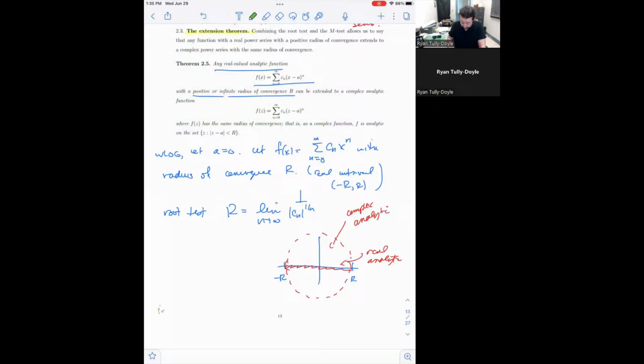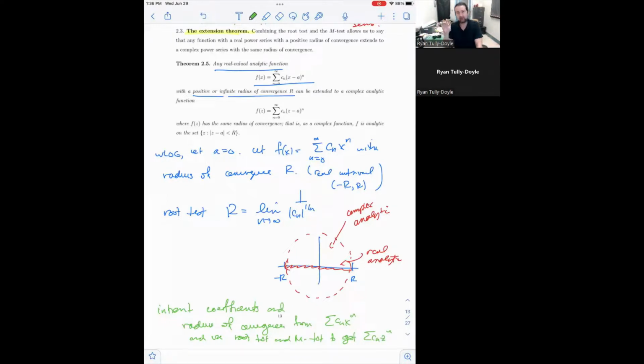We inherit some coefficients and a radius of convergence from the sum of c_n x^n, but the same exact radius of convergence and coefficients are going to work with the same exact theorems for complex entries as well. Use the root test, the M-test, get the sum of c_n z^n. It's just literally a straight replacement.